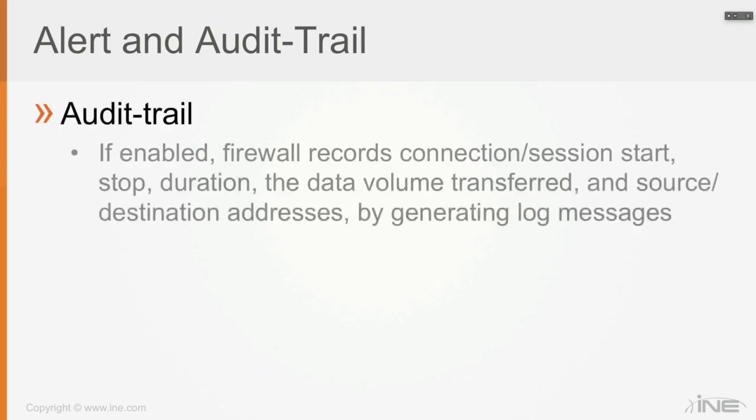Now audit trail, if enabled, means that the firewall is going to record connection, session, start, stop, duration. So when did the connection start? When was the connection built in the state table? How long was the connection active? When did the connection end or stop? And how much data was transferred in that session? And from who to who? What were the source and destination IP addresses of those sessions? It's going to record that data by generating a log message.